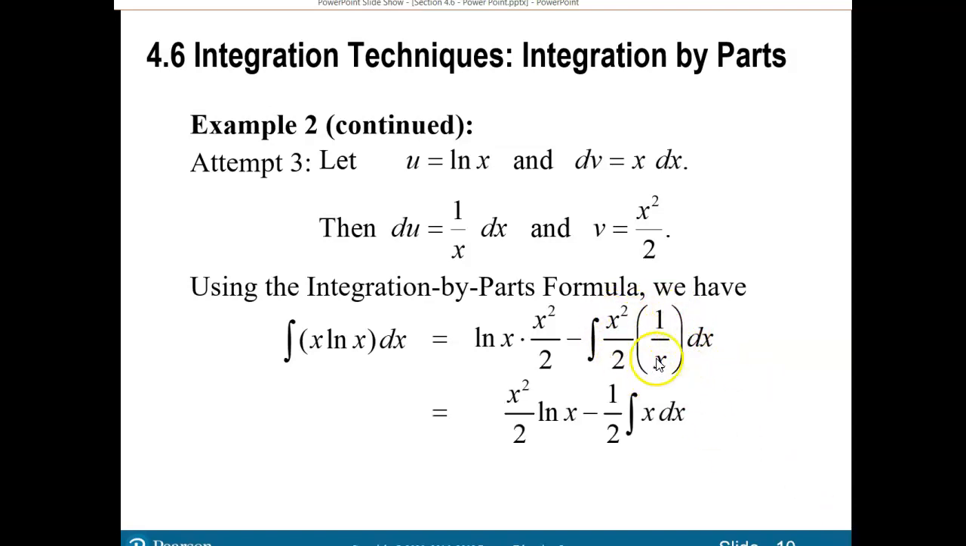Notice here, when I clean this up, 1/2 can be brought to the front. x squared over x is just x. So 1/2 the antiderivative of x. This is simpler, right? So that means this was helpful.